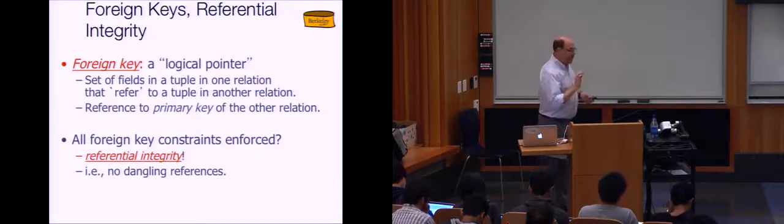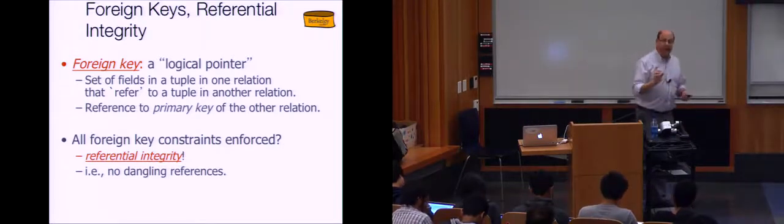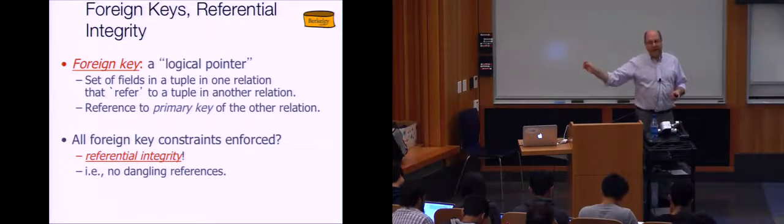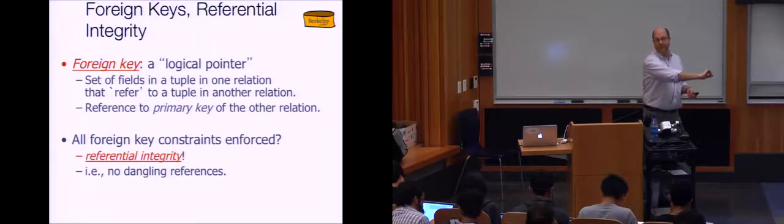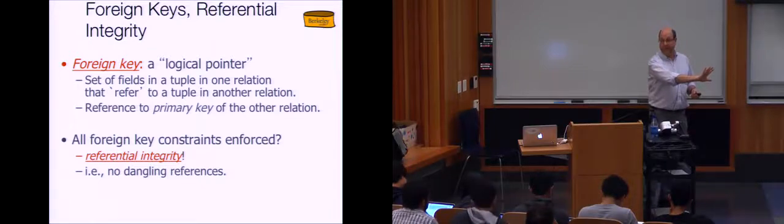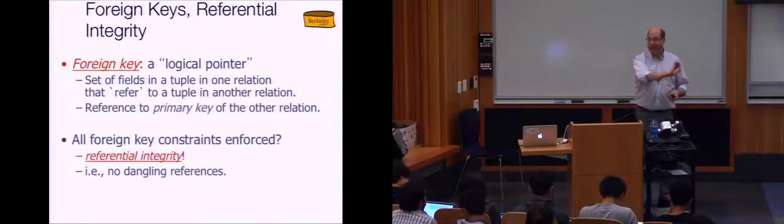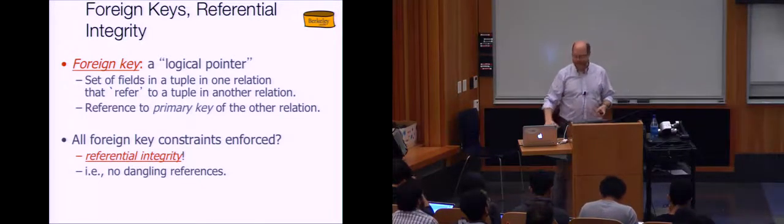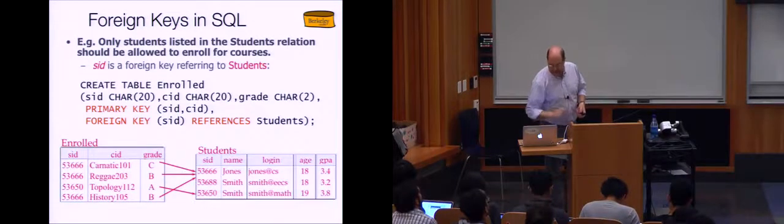If you want to be more careful than that, you can make sure that every record in this table refers to exactly one record of this other table. I said at most one, but if that's not what you want, you might want exactly one. That's called referential integrity. So you can't have dangling references.